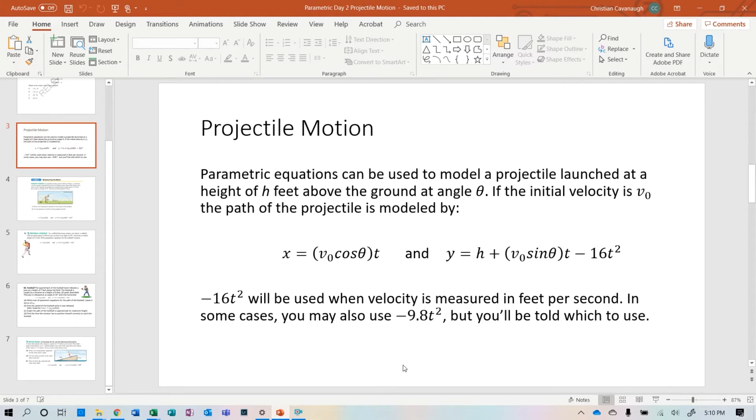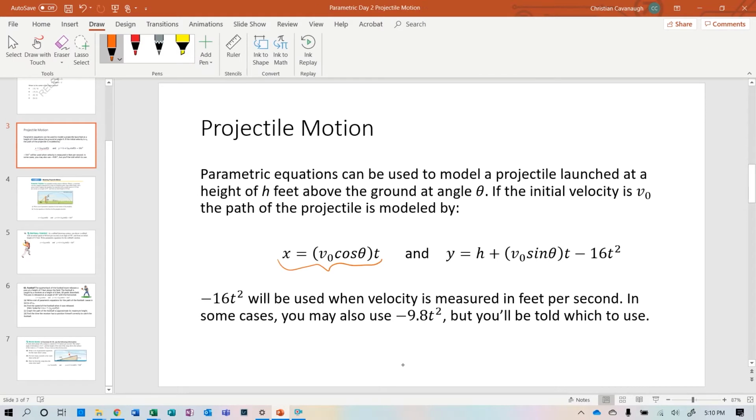Basically, parametric equations can model projectile motion of an object. So we're given an x equation that's going to represent the horizontal motion of the object and a y equation that's going to represent the vertical motion of the object. There's a lot of stuff in here. First off, note that you'll always be given the x and y base equations, and then you just have to fill in all the extra stuff.